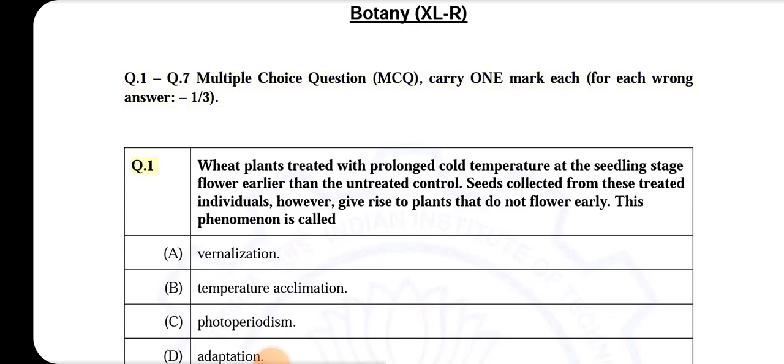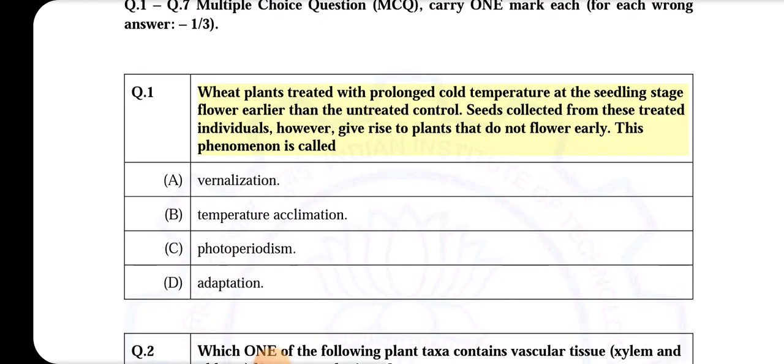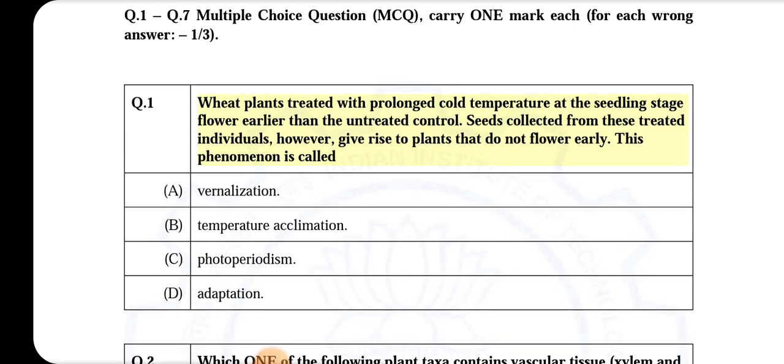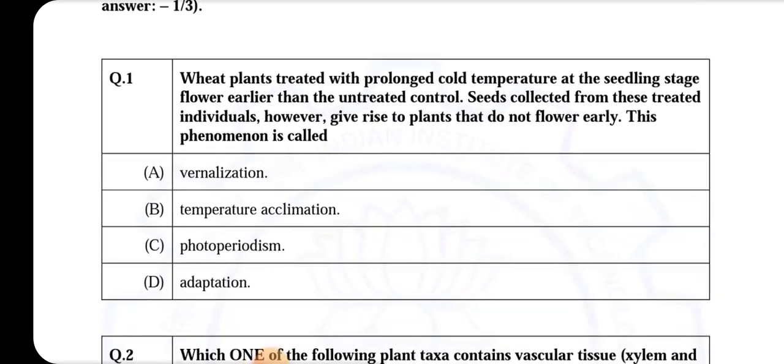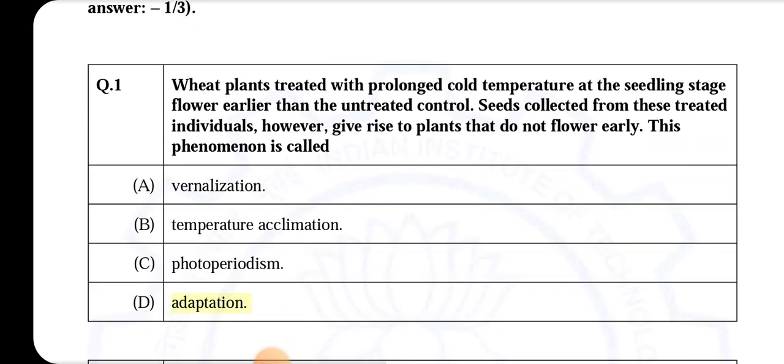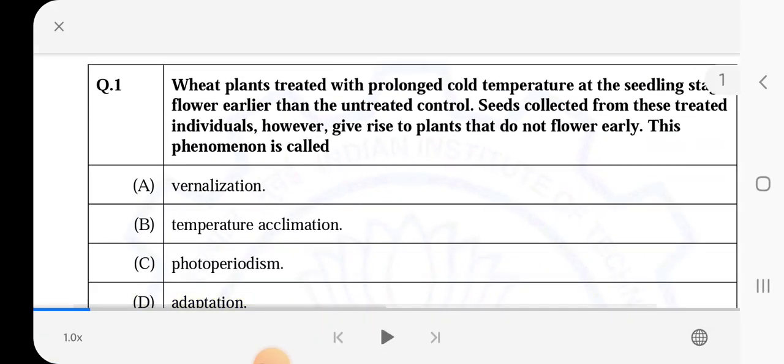Q.1 Wheat plants treated with prolonged cold temperature at the seedling stage flower earlier than the untreated control. Seeds collected from these treated individuals, however, give rise to plants that do not flower early. This phenomenon is called: A. Vernalization, B. Temperature acclimation, C. Photoperiodism, D. Adaptation.